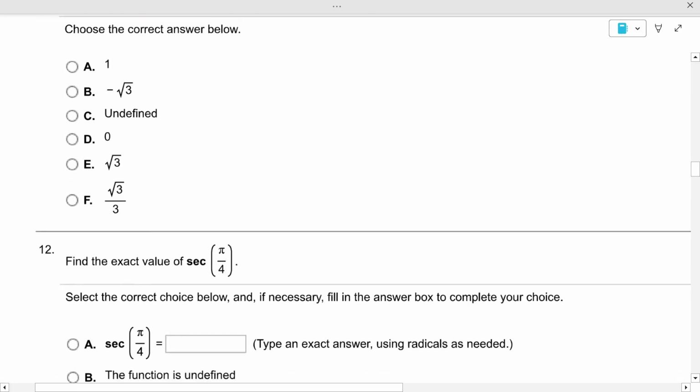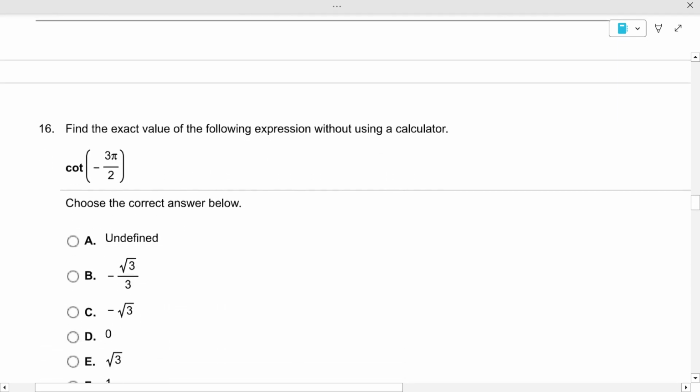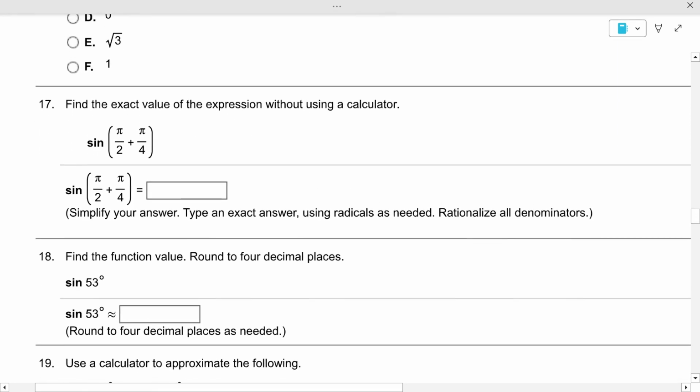Okay, are we getting all right with this? You can do some of these. All right, let's get down to this one.